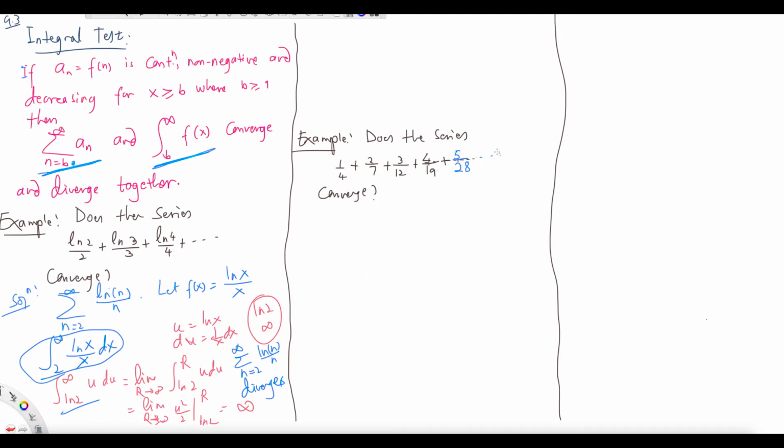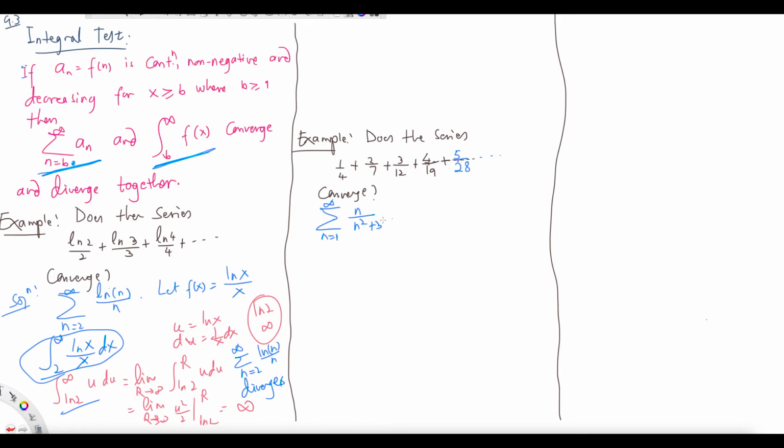So if you do that, then the series can be written like this: summation n equals 1 through infinity of n over n squared plus 3. That's what you can write. You see that? n over n squared plus 3. Because if you plug in n equals 1, you will get 1 over 4. n equals 2 will give you 2 over 7. n equals 3 will give you 3 over 9 plus 3, 12, and so on.